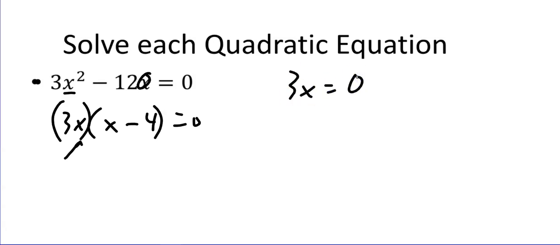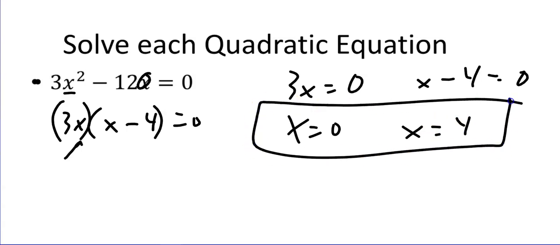It's always easy because if you just have an x or a coefficient in an x, the answer is always going to be 0. It'll only be different if there's a plus or minus. So this one's easy. It's 0. X minus 4 equals 0. Add 4 to both sides. There are my two answers, 0 and 4.